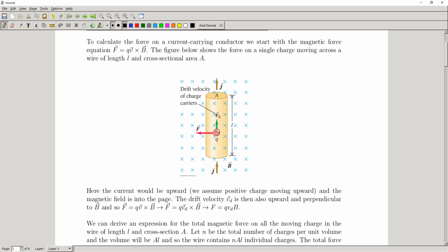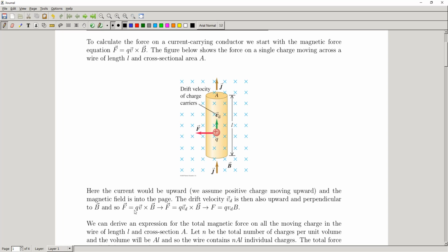And so if we think about it, we can place our right hand flat on the page. Our fingers are going to be pointing in the direction of the drift velocity. And if we curl our fingers into the page toward the direction of the magnetic field, our thumb points in the direction of F. And that's the direction that we're going to have our magnetic force, right? Since the positive charge is moving upward here, the current is also going to be moving upward, and all these charges are going to be moving with a drift velocity of Vd, right? And so we can take a look at what the magnitude of this force is going to end up being, right?